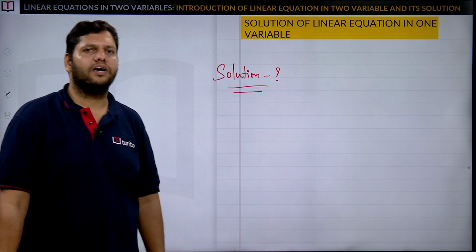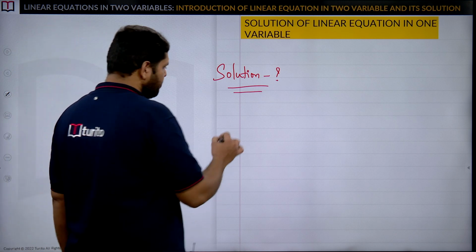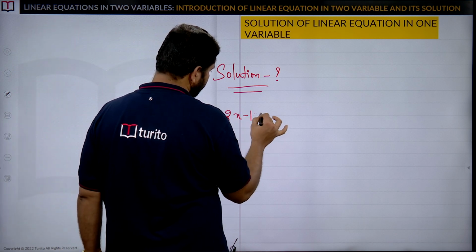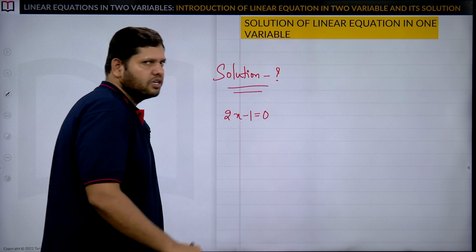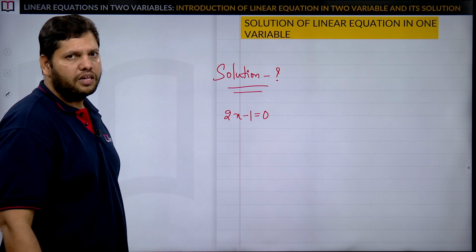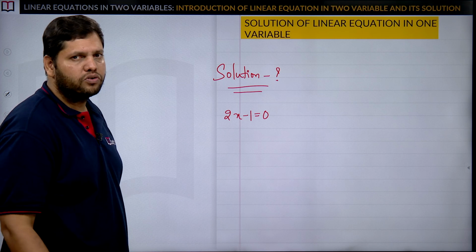Tell me, children, what you will find? Suppose I am taking one equation, 2x minus 1 equal to 0. They are asking to find the equation, otherwise solve the equation, otherwise find the solution of this equation. So what do you do generally?